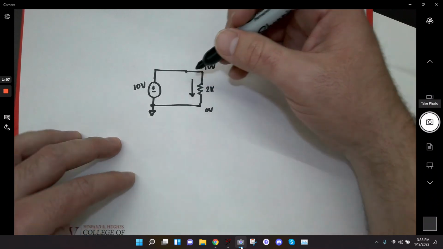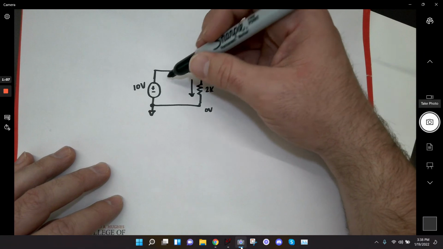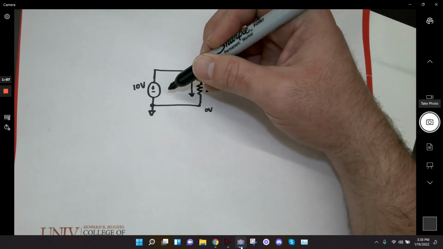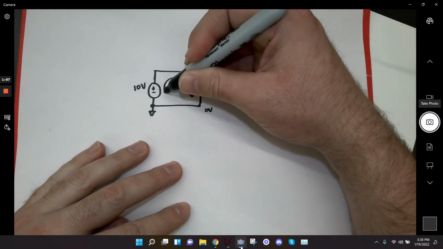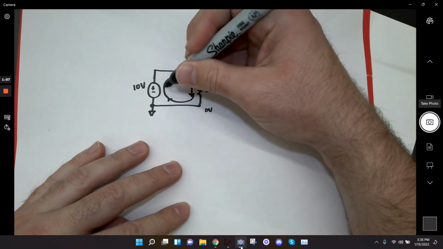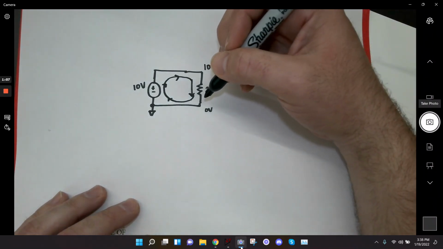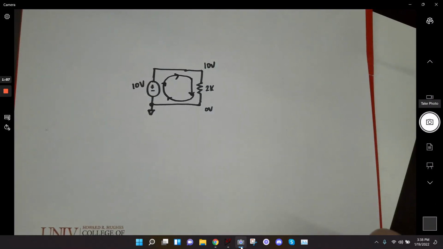And so the rest of the circuit follows suit. That doesn't mean that the current is flowing down like this. It flows in a loop. So you would just complete this loop and you know that the current is flowing like this, right? That's because of this resistor and because of the polarity of the voltage source.